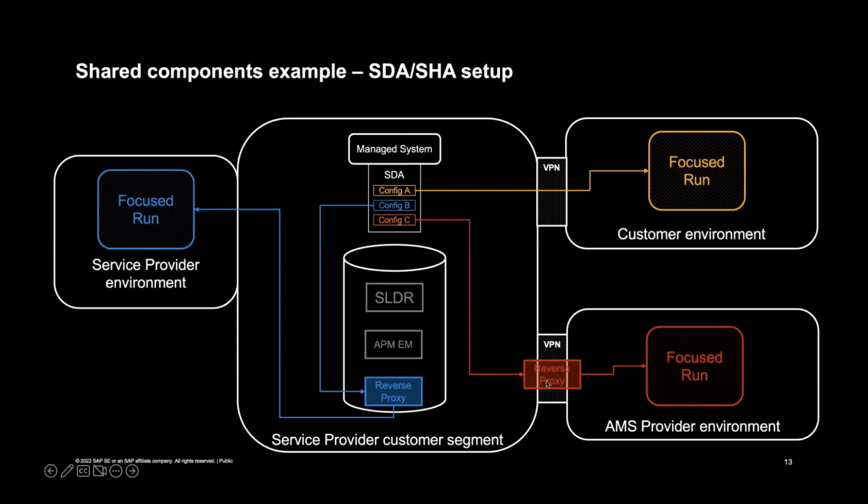These reverse proxies are usually deployed and are a prerequisite if you are operating multiple customer networks in one Focused Run system. So in this scenario we see here, for example, the AMS provider is using a shared Focused Run system for multiple customers. And to make sure that this data separation is not only here on the managed component level, but also the Focused Run system will have this data separation, we are using these reverse proxies to differentiate the data and to separate the data between the different customer segments.